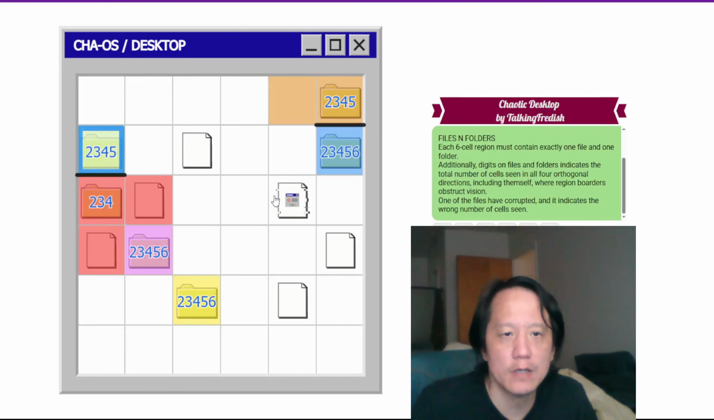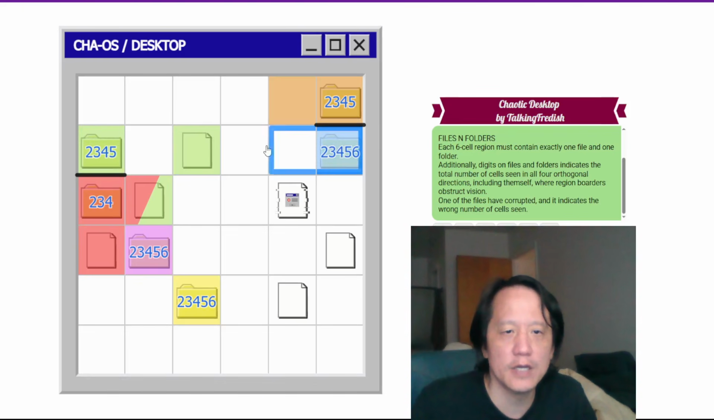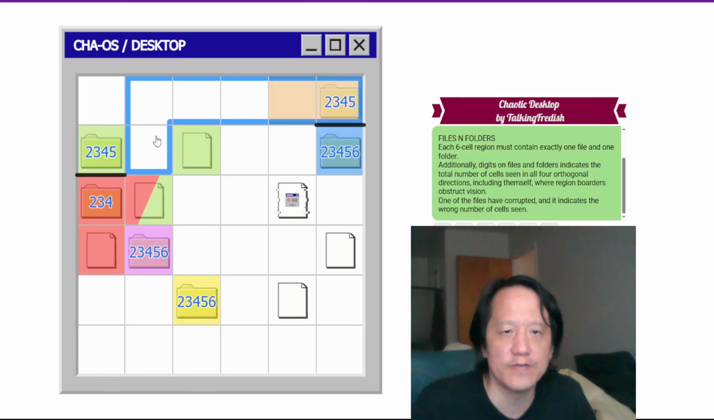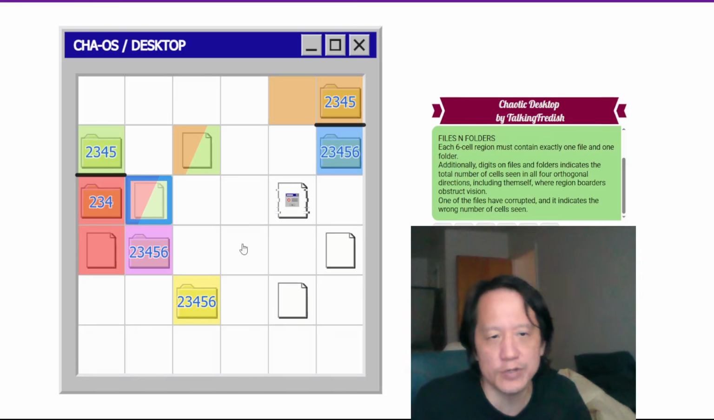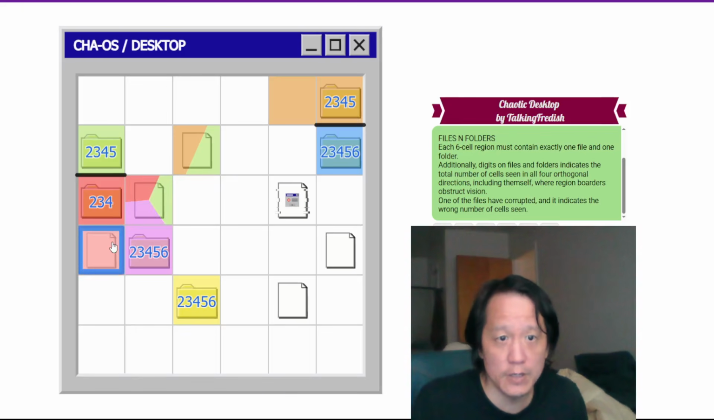Green can only access these 2. Cannot reach any of the other ones. So this can be reached by green. Can it be blue? No. If it goes blue here, orange cannot access any file. So orange, this is green or orange. This is green or red. This could be green or pink.